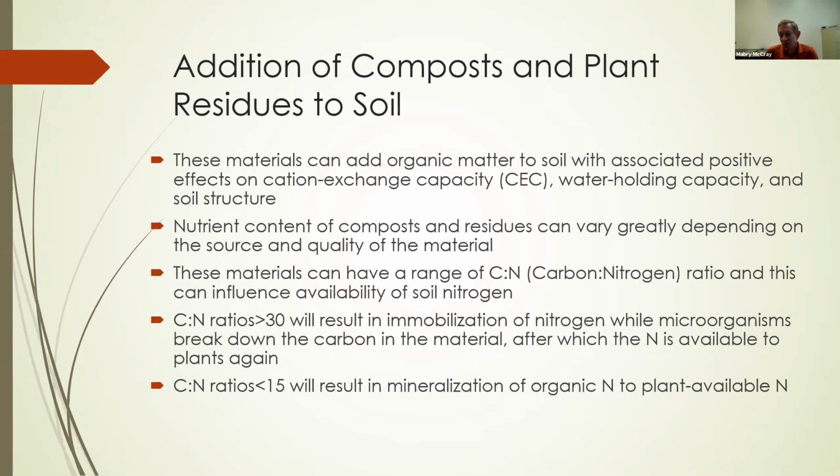If you have C:N ratios less than 15, then you can have mineralization of organic nitrogen, which will provide plant available nitrogen. Between those two values, between 15 and 30, you would tend not to get net mineralization or immobilization.